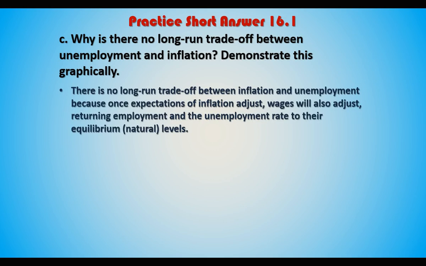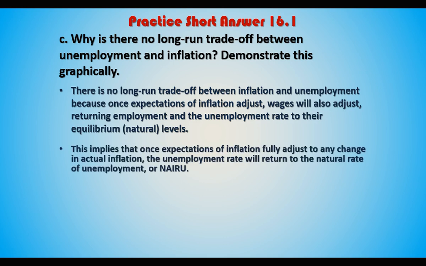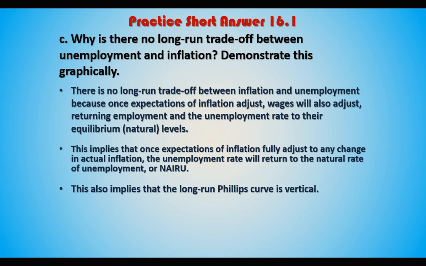So there's no long-run trade-off between inflation and unemployment because once expectations of inflation adjust, wages will also adjust, returning employment and the unemployment rate to their equilibrium natural level. This implies that once expectations of inflation fully adjust to any change in actual inflation, the unemployment rate will return to the natural rate of unemployment, or the NAIRU, non-accelerating inflation rate of unemployment. Say that 5 times fast. All right, this also implies that the long-run Phillips curve is vertical.